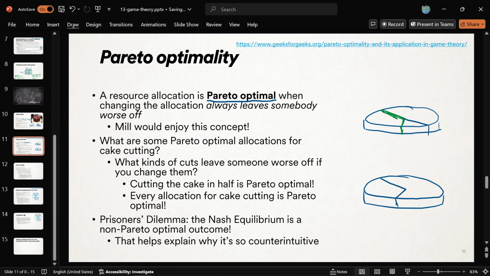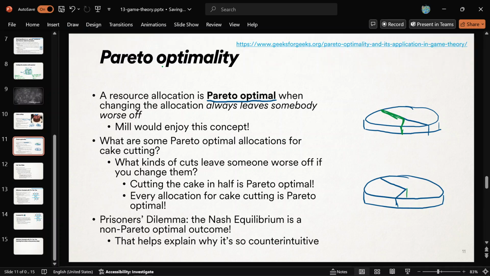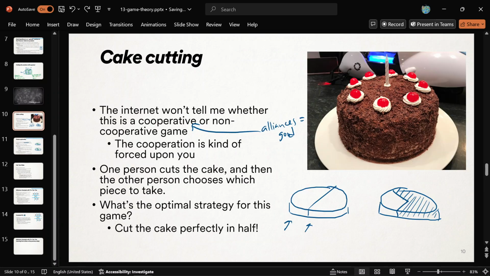Like even this bad one, because if you cut it differently, right, if you cut it more like this instead, then you've made this piece that your sibling's going to take smaller, and so they're worse off technically. That's kind of cool. So every cake cutting is Pareto optimal, and though there is one that we kind of want though here.